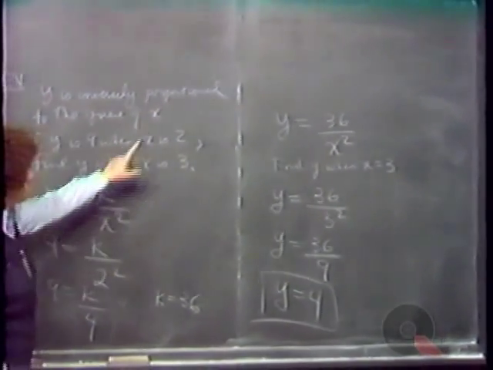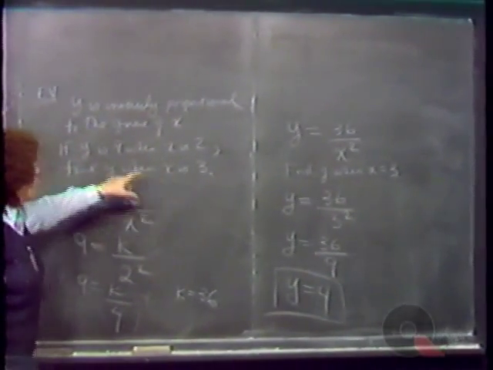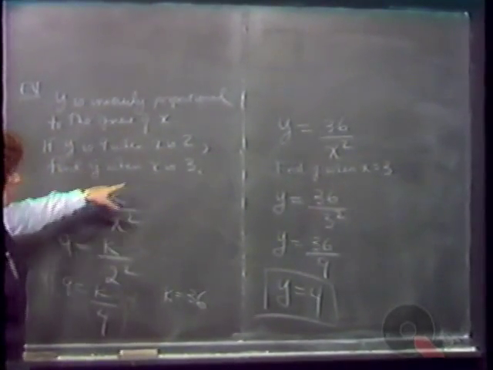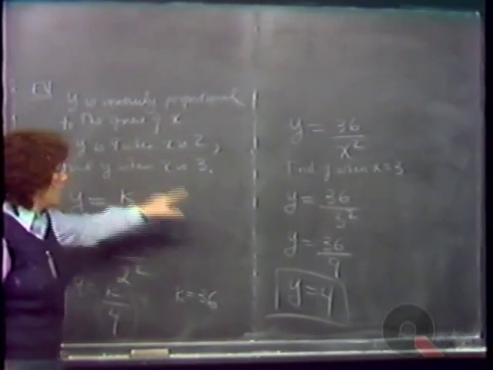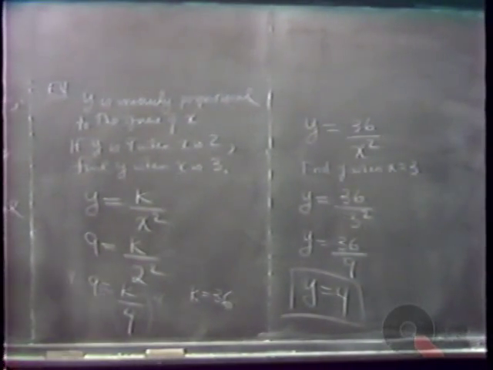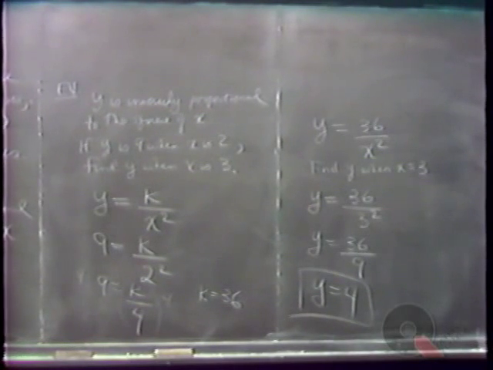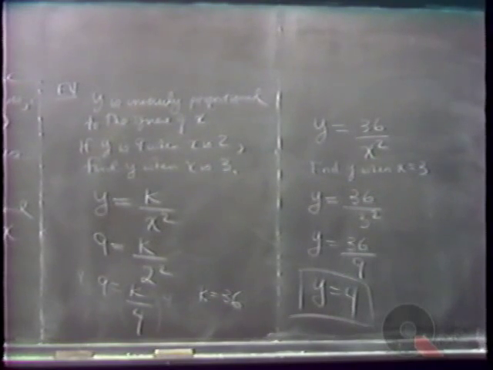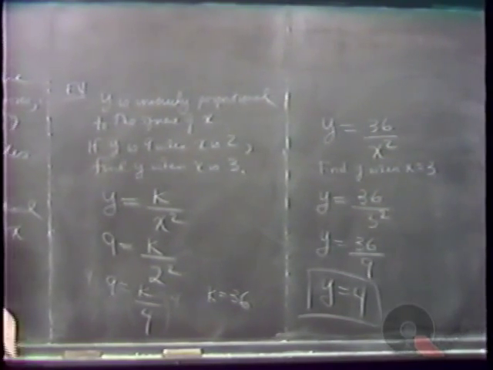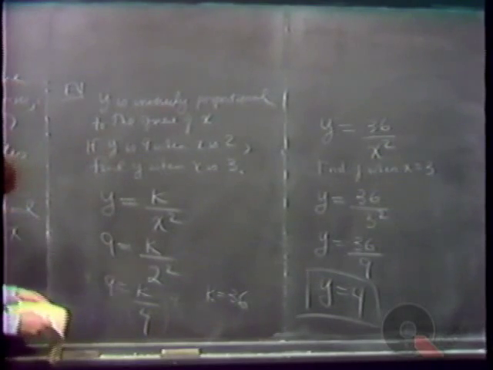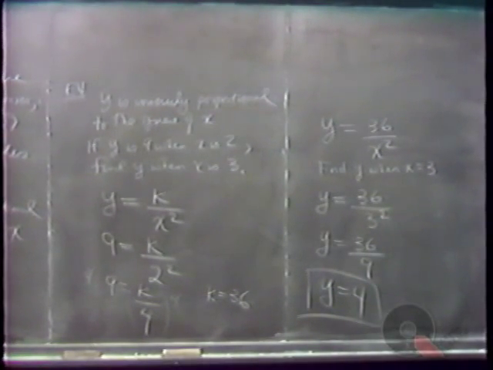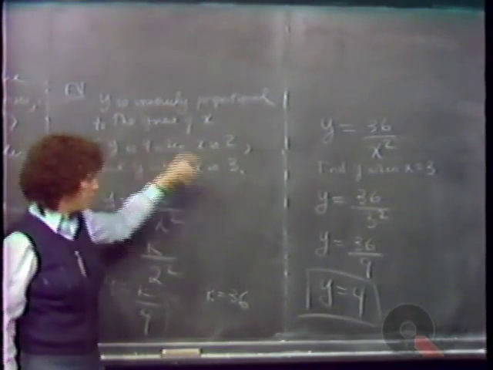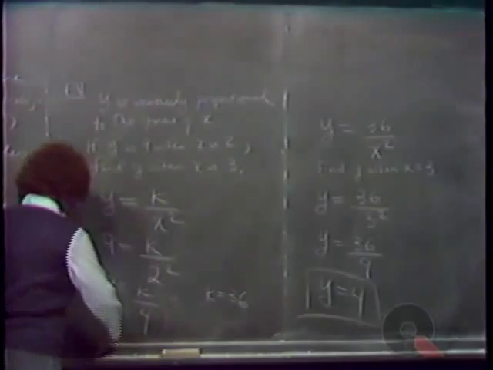Notice that x has increased from 2 to 3, but y has decreased from 9 to 4. They're varying in the opposite direction. X has increased, but y has decreased. Unlike, say, the first example, where x was going from 2 to 4, and y went from 10 to 20. In that case, x and y were both increasing. Here, x has increased from 2 to 3, but y has decreased. They're varying in the opposite direction.